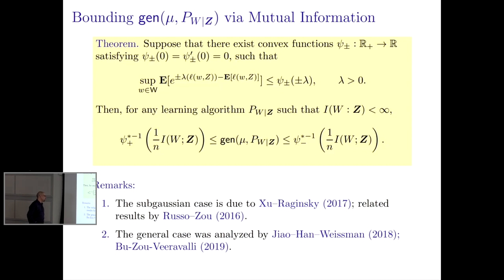There was an earlier result by Dan Russo and James Zhou from 2016, where they were more interested in statistical problems. So there, the hypothesis space was finite, and their sub-Gaussianity assumption was actually not on the data, but more on the outcome of the algorithm, so to speak. They were interested in things like estimating multiple means, testing multiple hypotheses, that sort of thing. But similar idea.